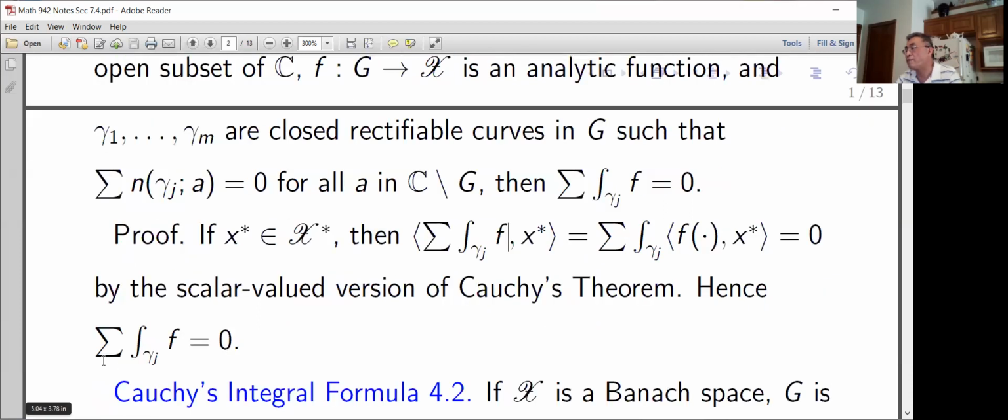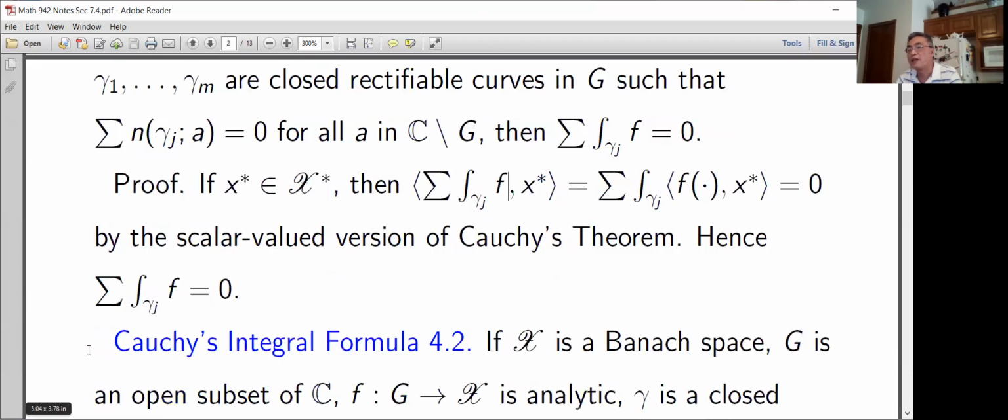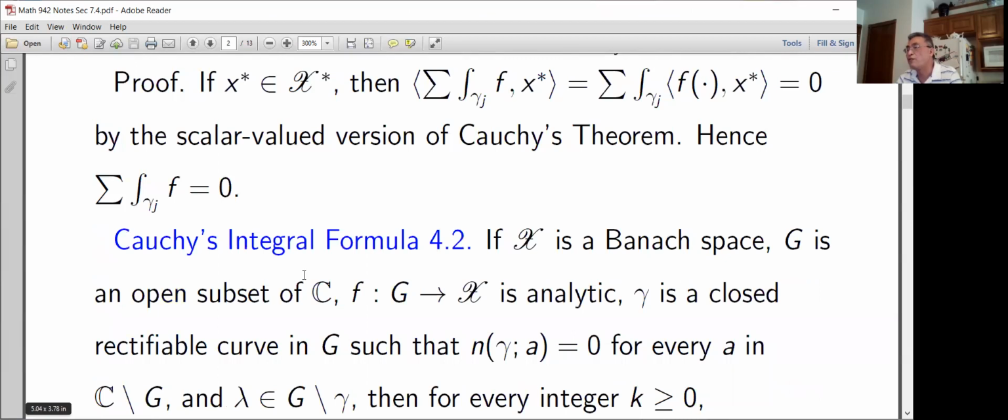Then we have Cauchy's integral formula 4.2. If X is a Banach space, G is an open subset of C, f from G to X is analytic, and gamma is a closed rectifiable curve in G. By the way, rectifiable means it has a finite length.